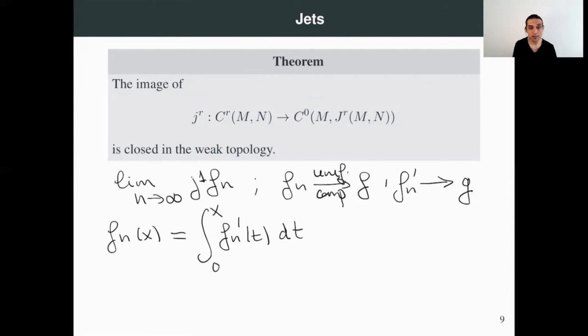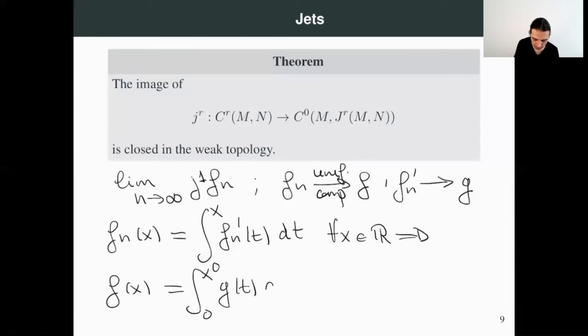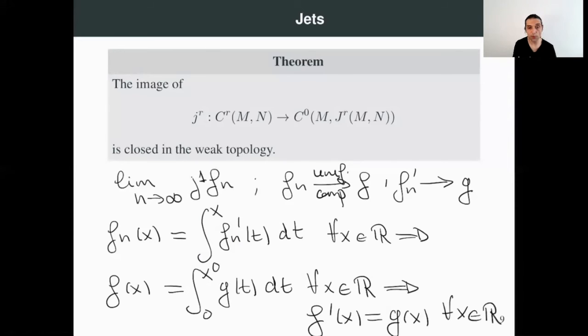And what we can do now is pass to the limit. Since the convergence that we are considering is uniform convergence on compact sets, and in particular the closed interval bounded by 0 and x is compact, what we get is that this equality passes to the limit. And so we have this for every x in the line, and it implies that f(x) is the integral between 0 and x of g(t) dt. But now we can use the fundamental theorem of calculus to obtain that the derivative of f at the point x is just g. And that's what we wanted to prove.